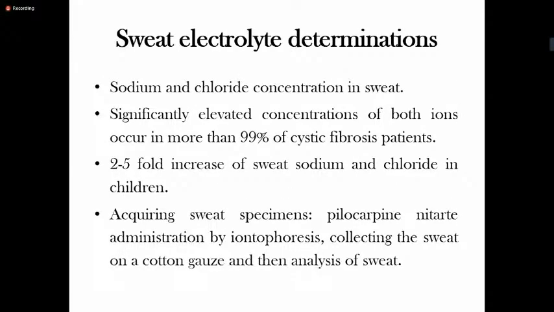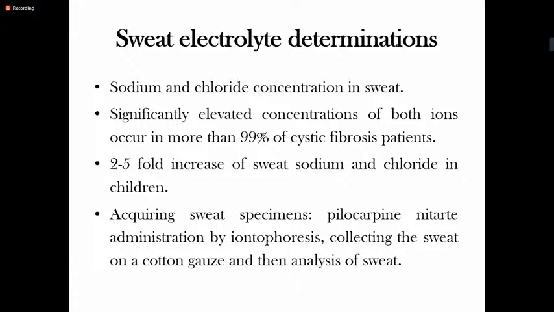So sodium and chloride concentration in sweat is the main determinant of this cystic fibrosis. Significant elevation of the concentration of both ions occurs in 99%. This is the diagnostic test that we have for cystic fibrosis, for any of the glands, okay? A 2 to 5-fold increase of sweat sodium and chloride is present in children. So in children, we have an increase of 2 to 5-fold, okay?